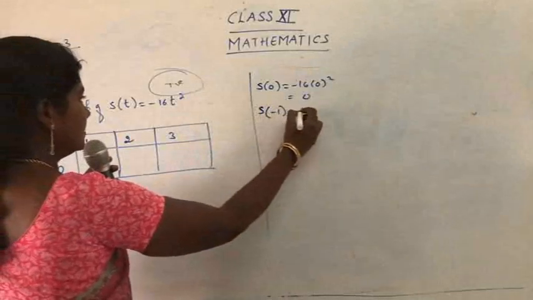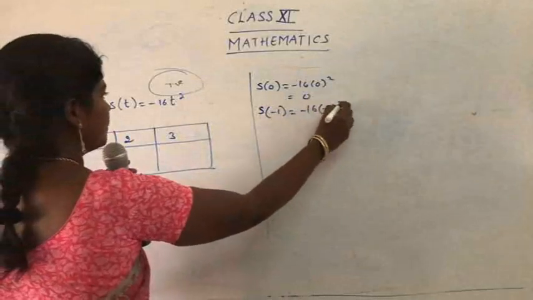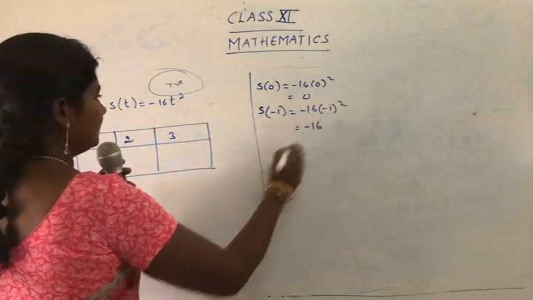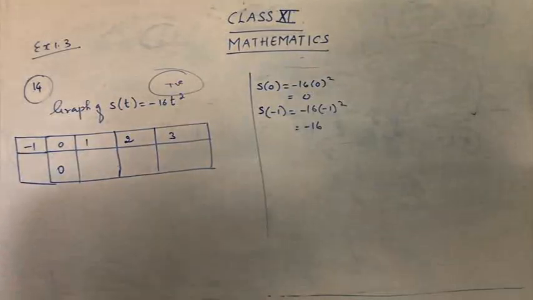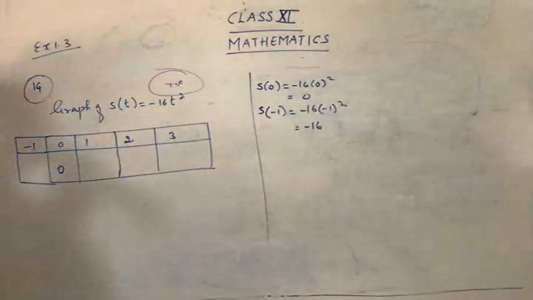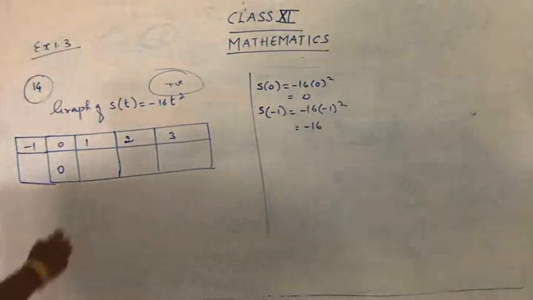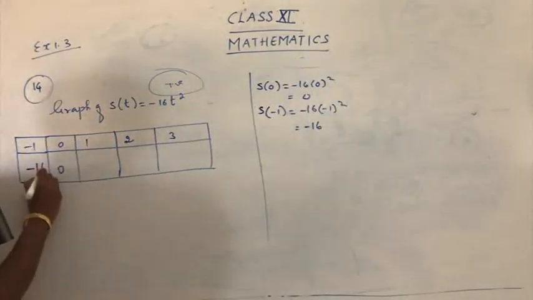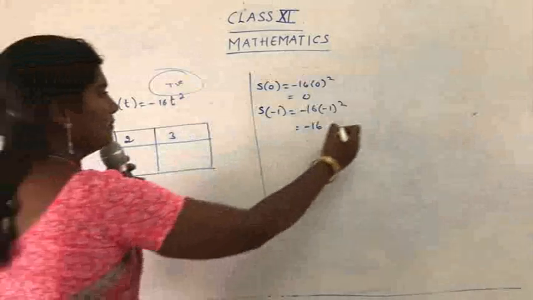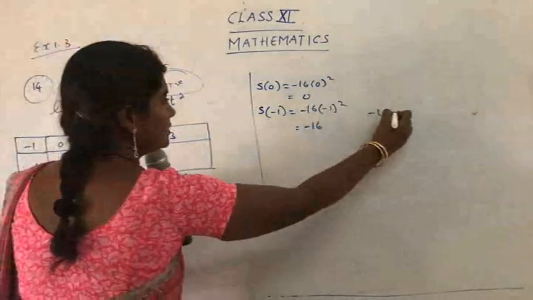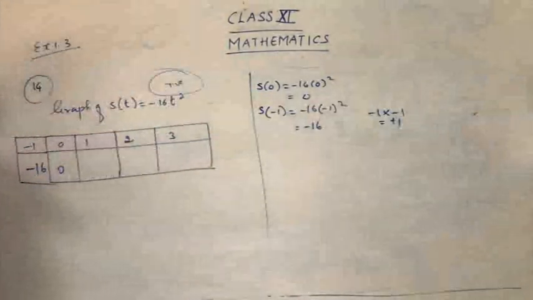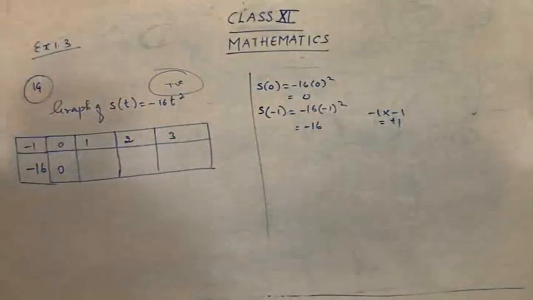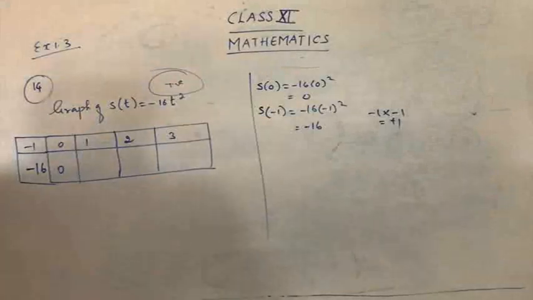S of minus 1 is minus 16 into minus 1 square. Minus 1 square turns out to be minus 1 into minus 1, it's plus 1. So you get the answer as minus 16 for minus 1. See, minus 1 into minus 1 is plus 1, so minus 16 into 1 is minus 16. Find for s of 1.